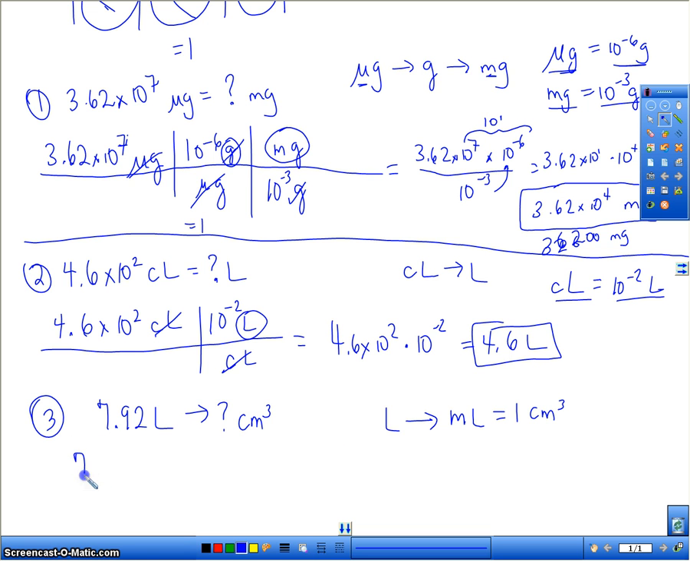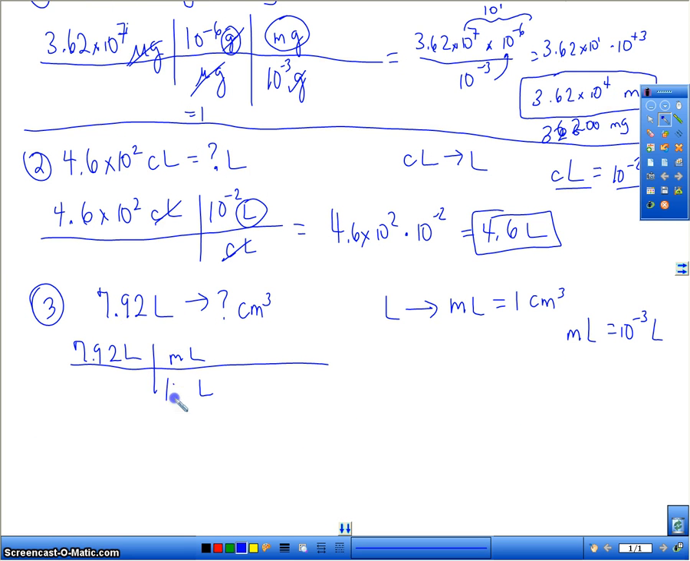So I'm going to start with 7.92 liters. I need to cancel liters and get into milliliters. So I need to look up what a milliliter is. And a milliliter is 10 to the minus 3 liters when you look at that on the chart. So I'm going to put the 10 to the minus 3 down here on the bottom because a milliliter is 1/1000th of a liter. And that's going to cancel liters and gets me into milliliters. And then I have 1 milliliter is 1 centimeter cubed. That's the ratio. So milliliters cancel, and I'm into centimeters cubed.